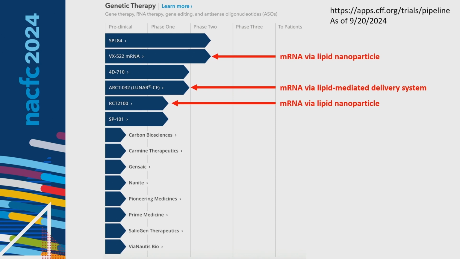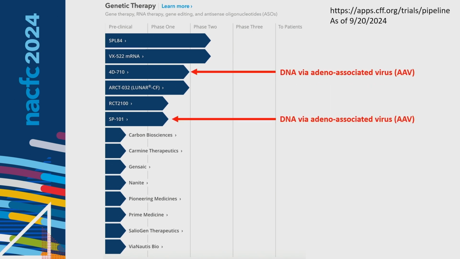systems, and there's just a dizzying array of different things you can do to lipid nanoparticles to try to get them into cells. So part of this is all these vectors, even though they sound the same, are slightly different from each other. And so trying to see what's going to be the most effective way to deliver the messenger RNA. And then the 4D710 trial and the SP101 trial are both DNA via adeno-associated virus.